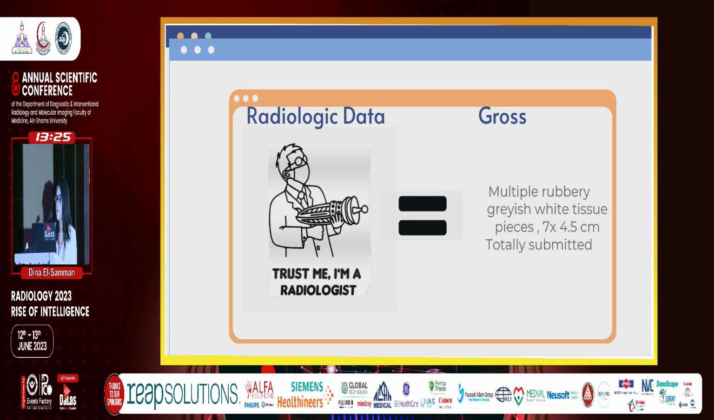Grossly, we had multiple rubbery grayish-white tissue pieces, and this is what we usually get. Let me refer back to my mentor, Professor Riham. She mentioned in the presentation that we rely greatly on the radiologic data and the descriptions that we receive from your respected reports. I want to shed light again on this, because we do not only rely on your descriptions and your data, we consider them as the gross picture, okay?